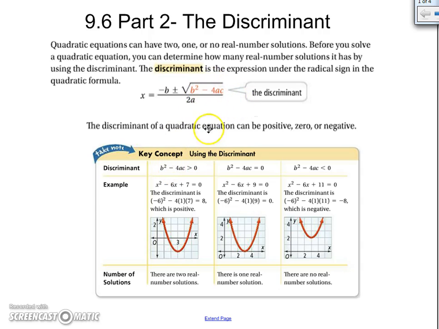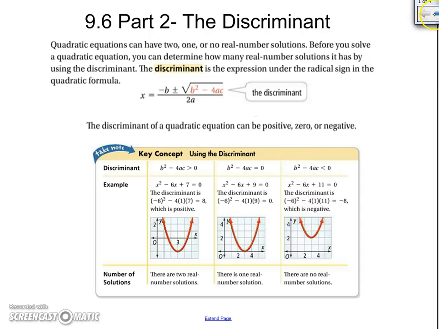So when we solve the discriminant by using our quadratic equation, if we get a number that is larger than 0, meaning a positive number, we know immediately that we're going to have two real number solutions. If we get a number that's equal to 0, we're going to have one solution. And if we get a number that is less than 0, meaning a negative number, we know that we're going to have no real number solutions.